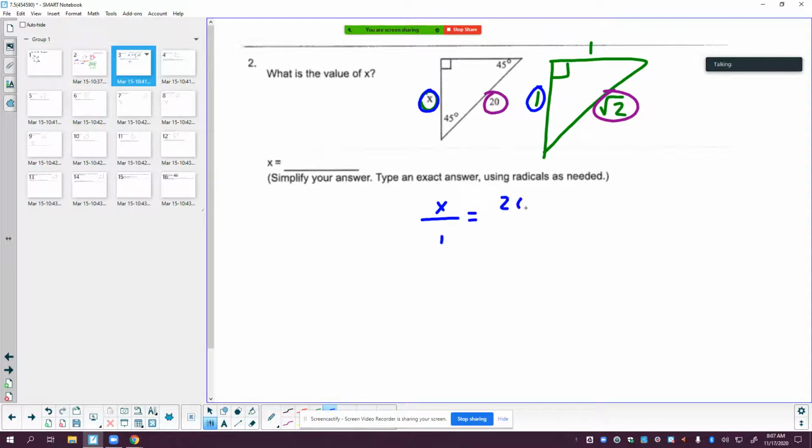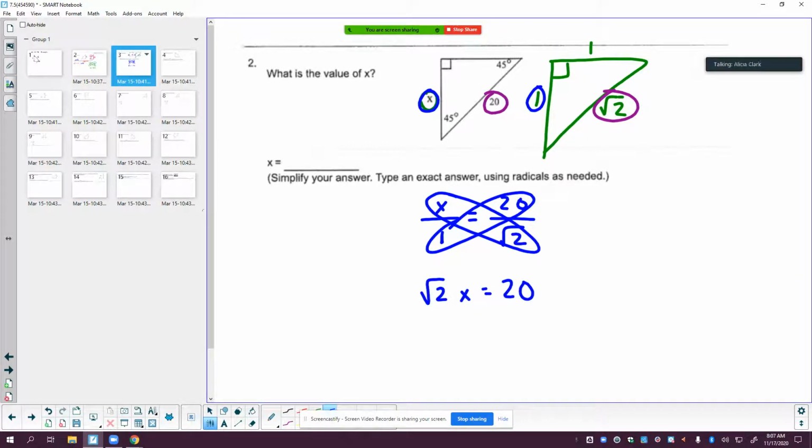Okay, my 20 is supposed to be a square root of 2. There are several ways you can write this proportion to make it equal, but make sure that the comparisons match up. If I'm looking at x times square root of 2, that would be square root of 2x. If I'm looking at 1 times 20, that would just be 20, okay?